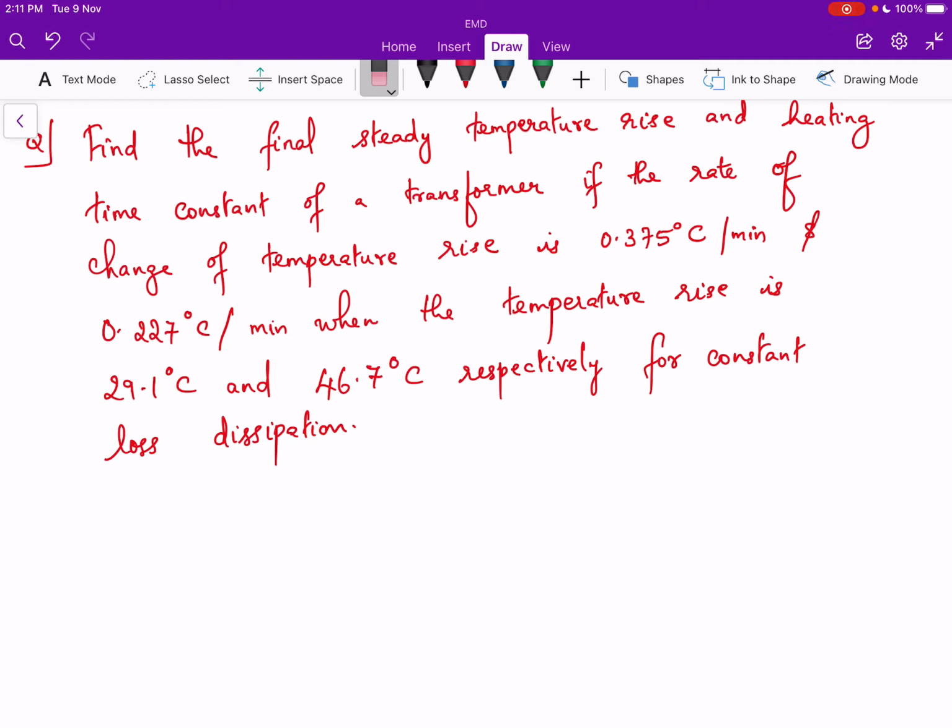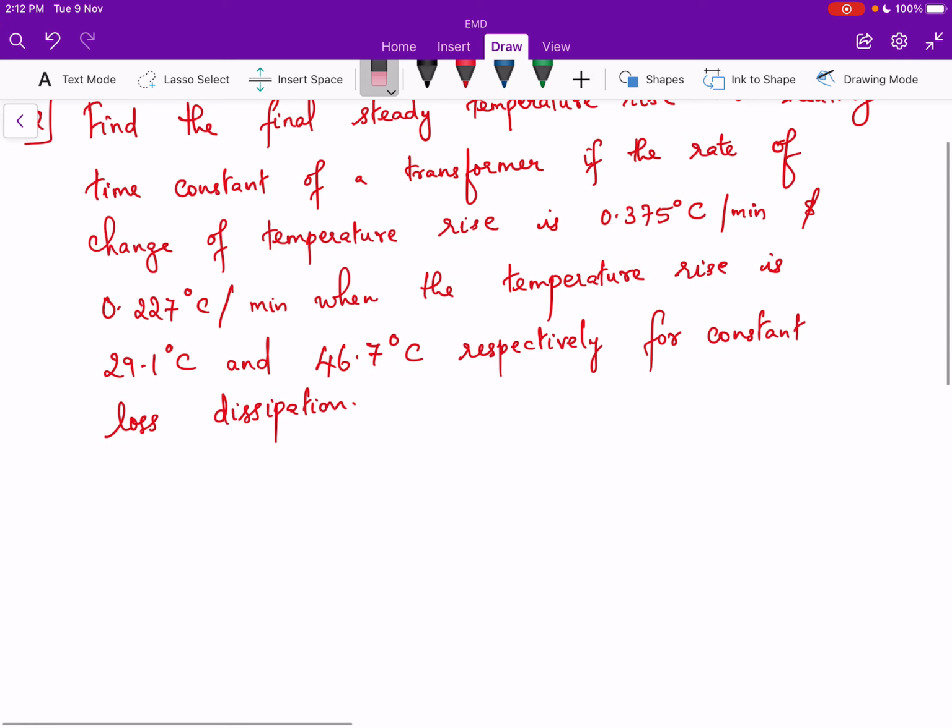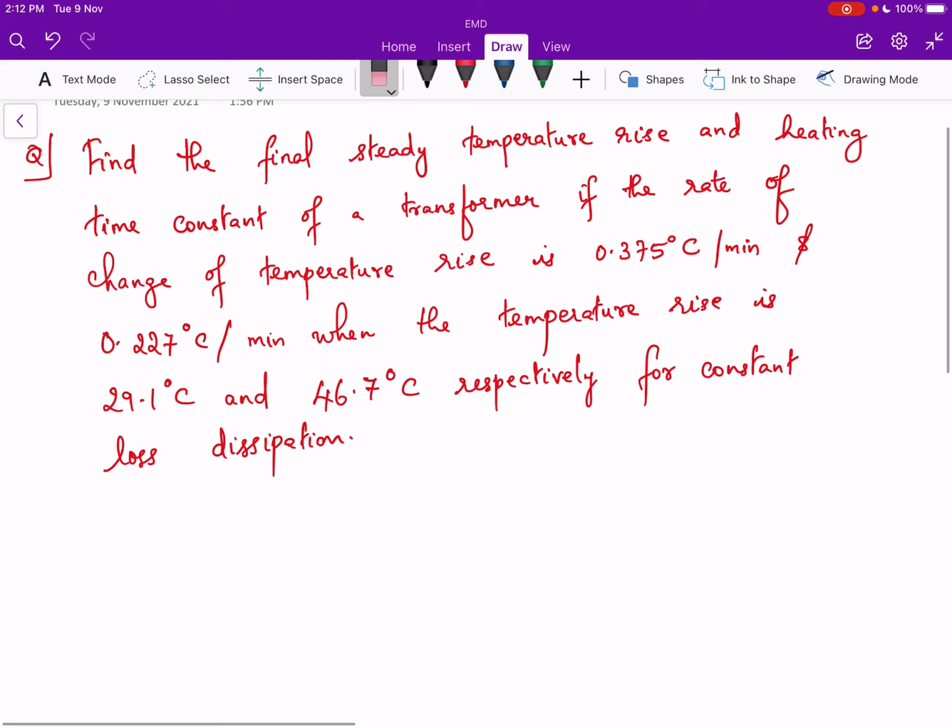The question is, find the final steady temperature rise and heating time constant of a transformer if the rate of change of temperature rise is 0.375 degrees Celsius per minute and 0.227 degrees Celsius per minute when the temperature rises 29.1 degrees Celsius and 46.7 degrees Celsius respectively for constant loss dissipation. So we are asked to find the final steady temperature rise, that is theta m, and the heating time constant, that is Th.